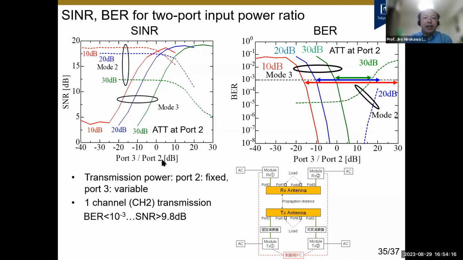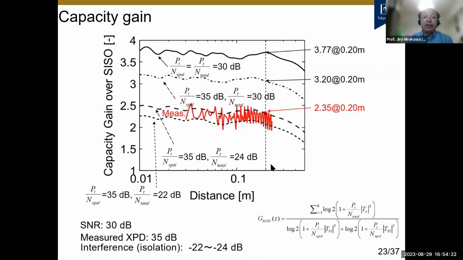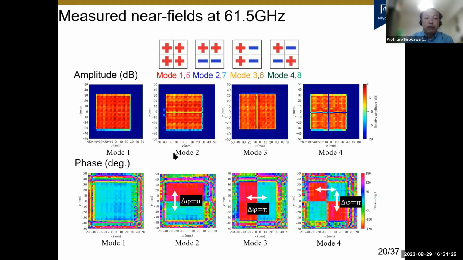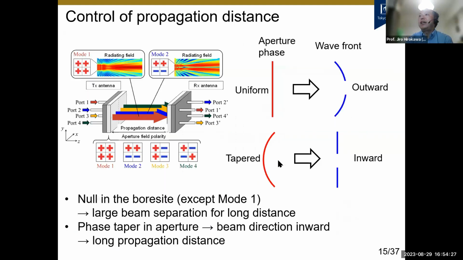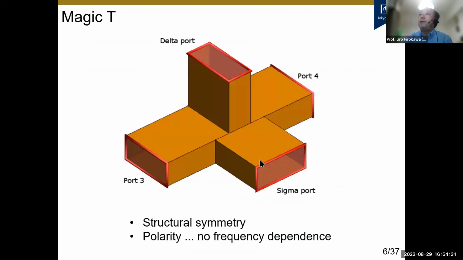Okay, I will explain the magic T principle. Magic T is an important component of the microwave area. Magic T has 2 input ports and 2 output ports.